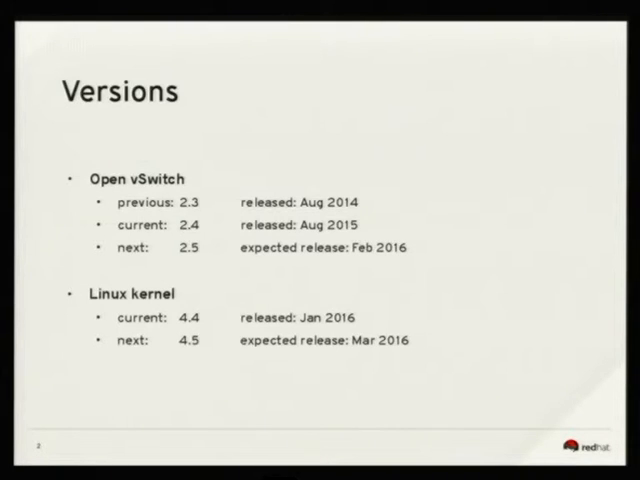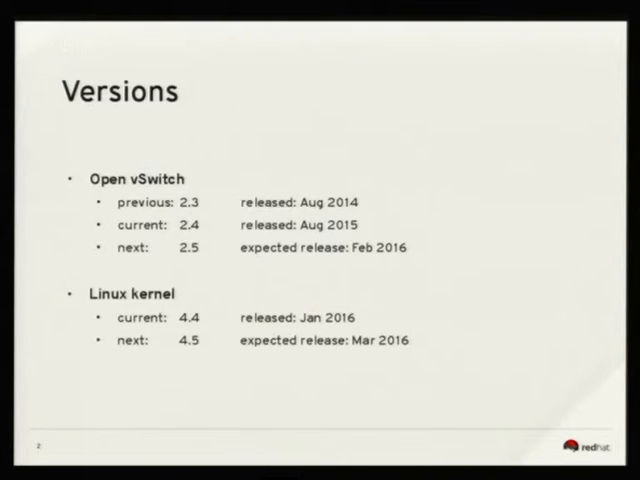So new features, let's first make sure that we know what we mean by new features. The current version of Open vSwitch is 2.4, released in August. That's like half a year ago. And actually this version came after a one year gap. The previous version, 2.3, was a year before that. Obviously during that time, a lot of development happened and a lot of new features appeared. So this talk will be mostly about 2.4, but also about 2.5, which is going to be released soon, hopefully even this month, maybe in March, if everything goes well.